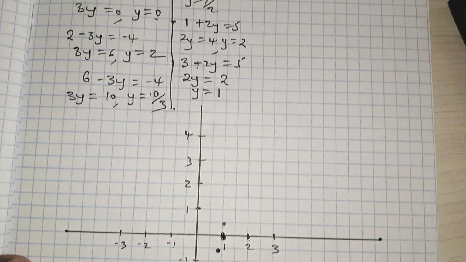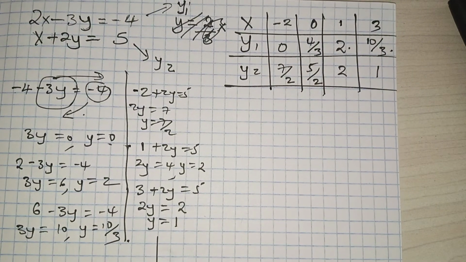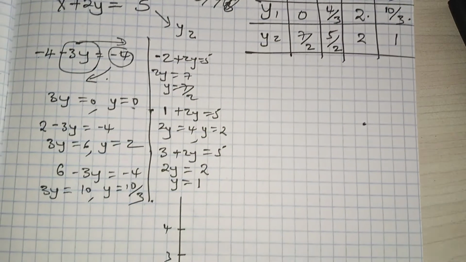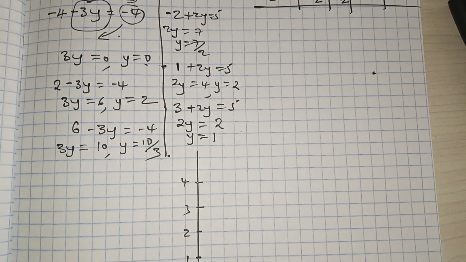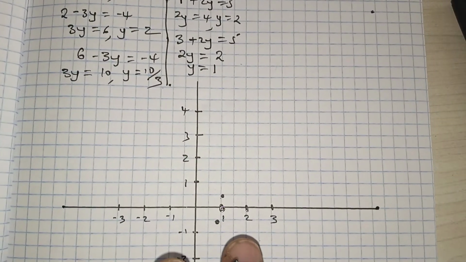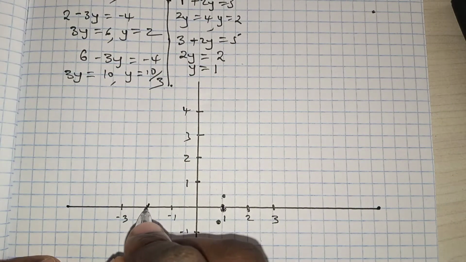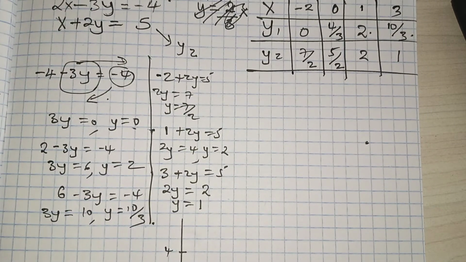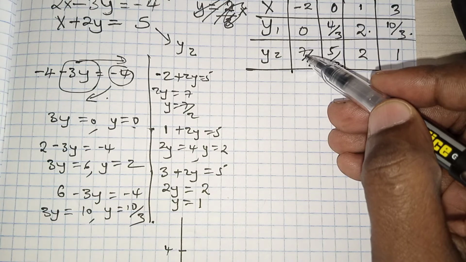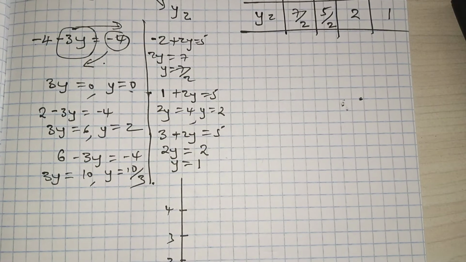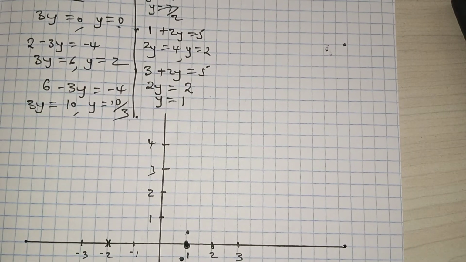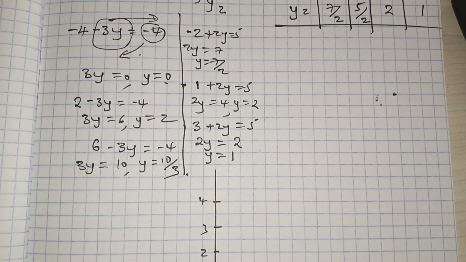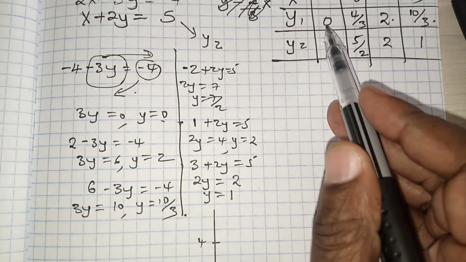And let us now plot our graph. When x is minus 2, y1 is 0, so minus 2, 0. Let's get to minus 2, 0, that point. And y2 is 3.5 or 7/2. So again, let's first of all plot one line. When x is minus 2, y is 0 for the first line.